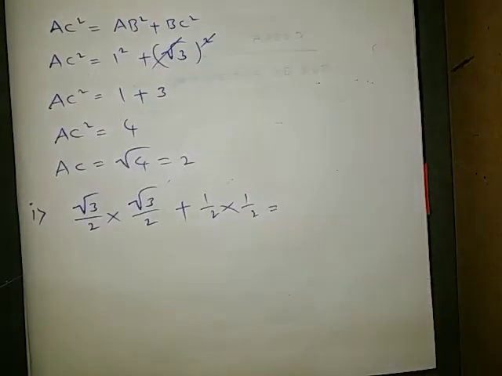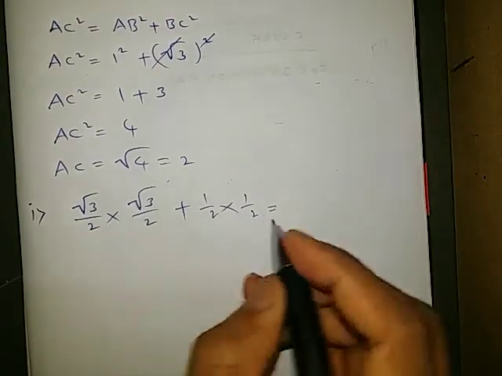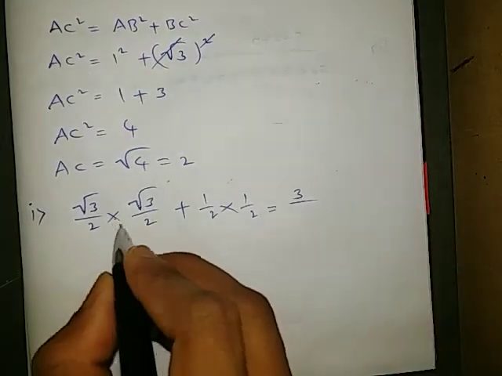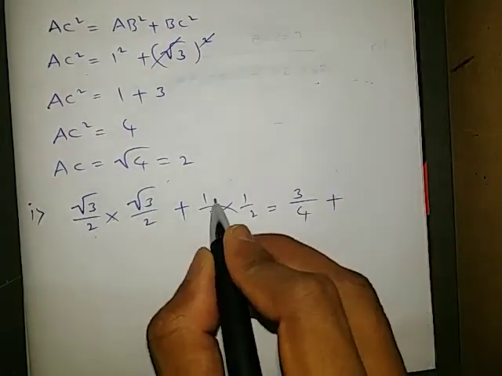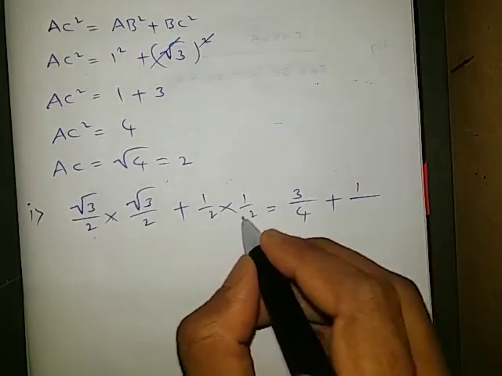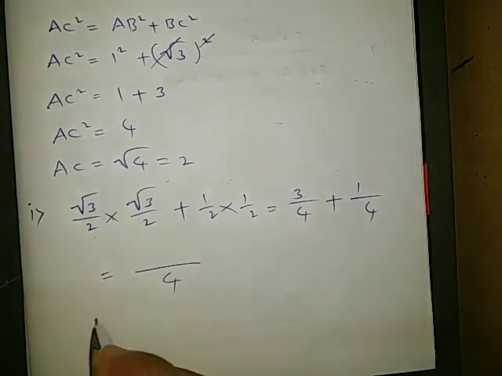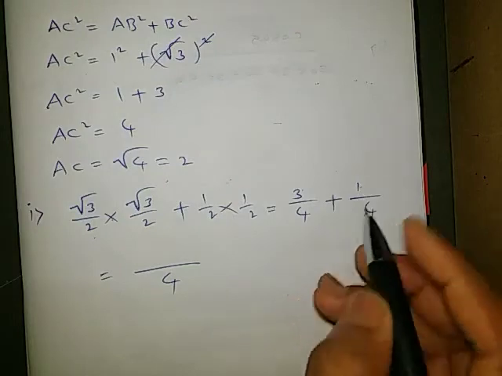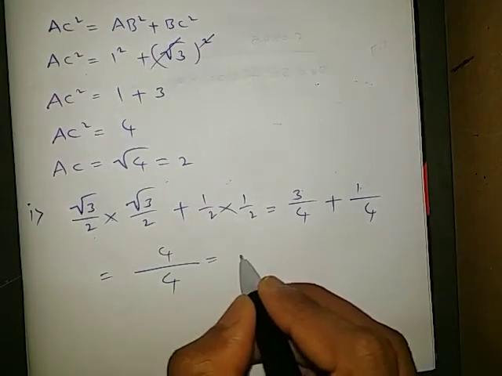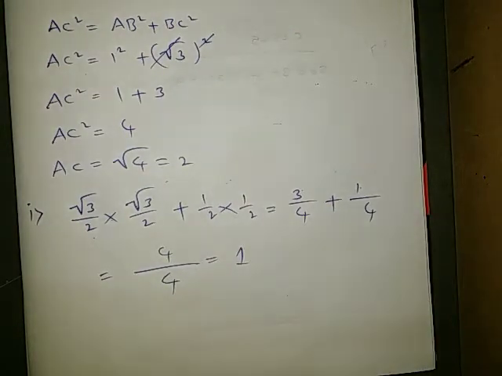Now if we solve it, root 3 into root 3, 3 by 2 into 2, 4, plus 1 into 1, 1 by 2 into 2, 4. Here both the denominators are the same, so we can add the numerators, that is 3 plus 1, 4. 4 by 4 is nothing but 1.